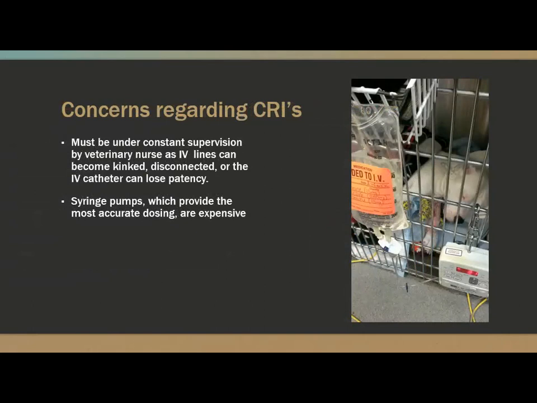There are some concerns, however, regarding CRIs. You do want to make sure that while your patient is on a CRI, especially if they are on a multimodal CRI, this was an external fixator stabilization for a radial ulnar fracture after this pup was hit by a car, and he was having a really hard time post-operatively with the intermittent morphine boluses, so I put him on a morphine, lidocaine, ketamine CRI. So MLK CRI, super cheap, super easy to calculate out.